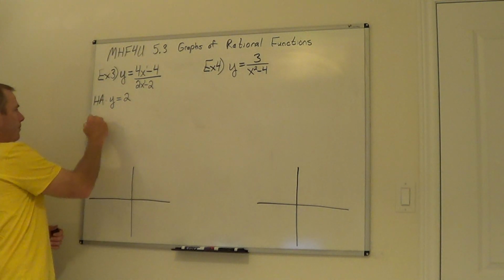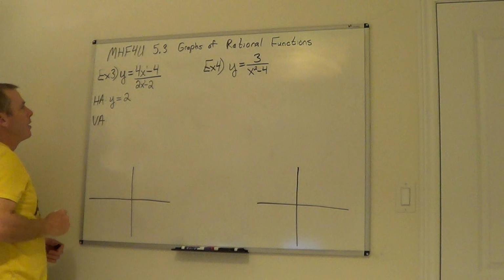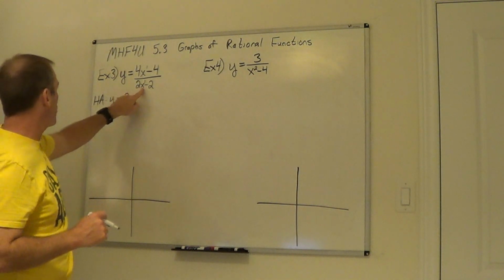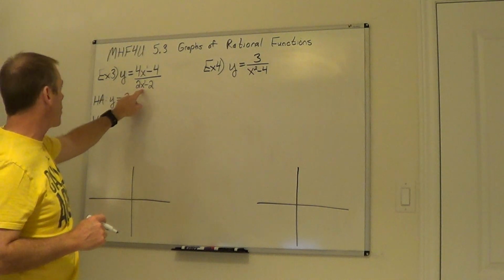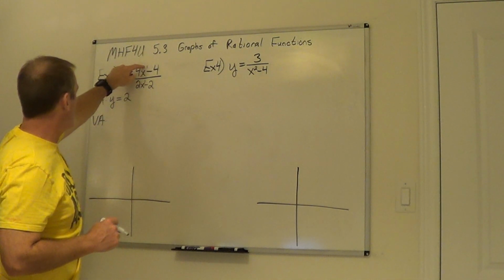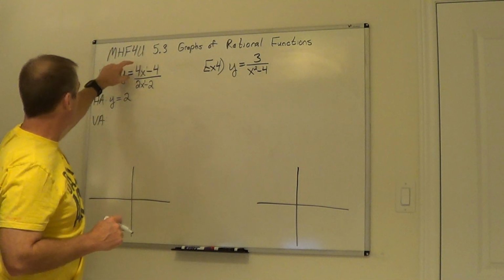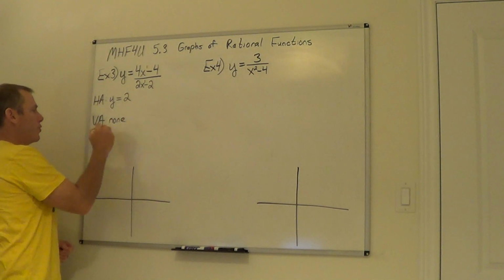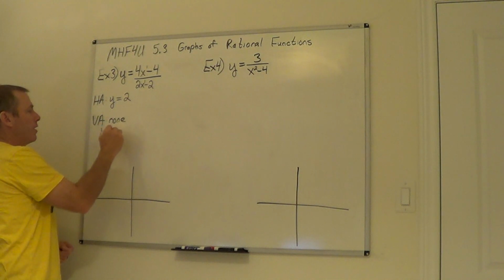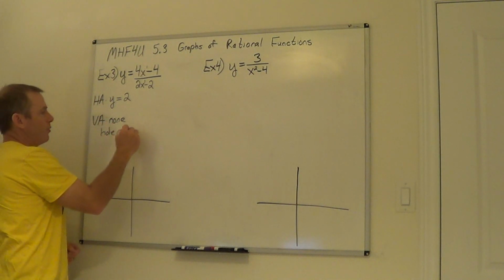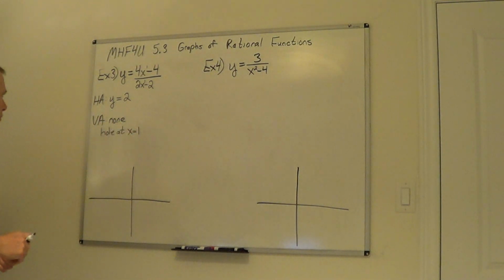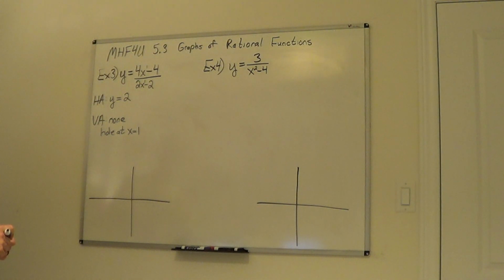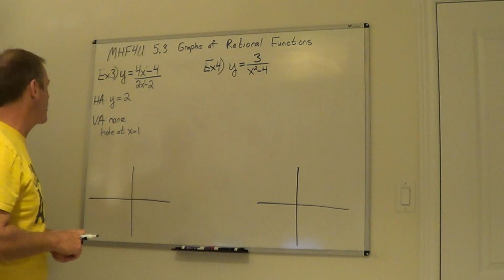Vertical asymptote. Alright, and so again I'm looking at the denominator. What number would work here to make it equal to 0? 1 would work. Check it out in the numerator. Whoa, 1 works too. So we don't have a vertical asymptote. What we do have is a hole at x equals 1. Oblique asymptotes don't happen because the degree of the numerator isn't exactly 1 higher than the denominator.